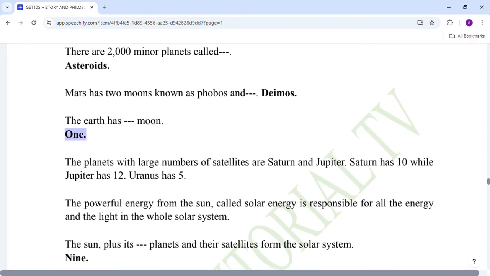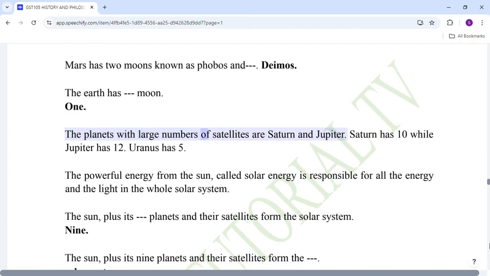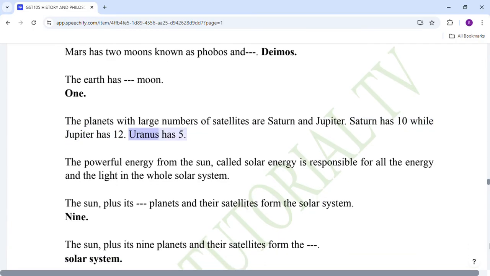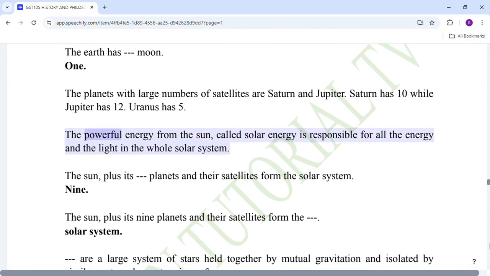1. The planets with large numbers of satellites are Saturn and Jupiter. Saturn has 10 while Jupiter has 12. Uranus has 5. The powerful energy from the Sun, called solar energy, is responsible for all the energy and the light in the whole solar system.